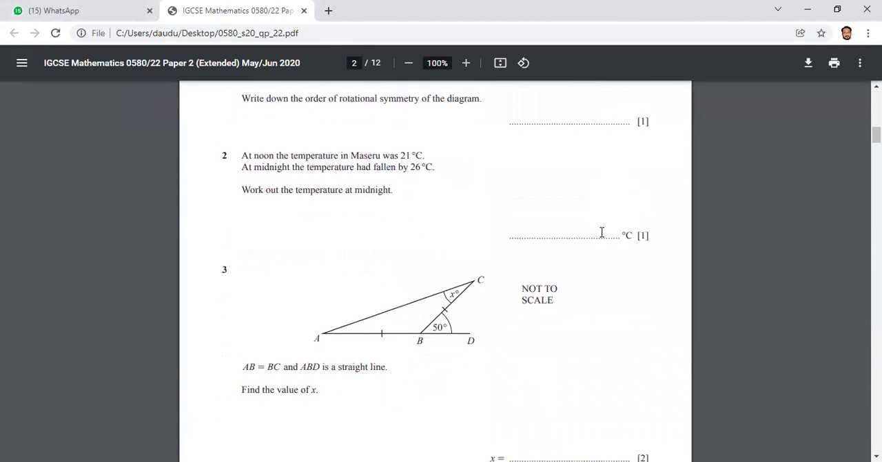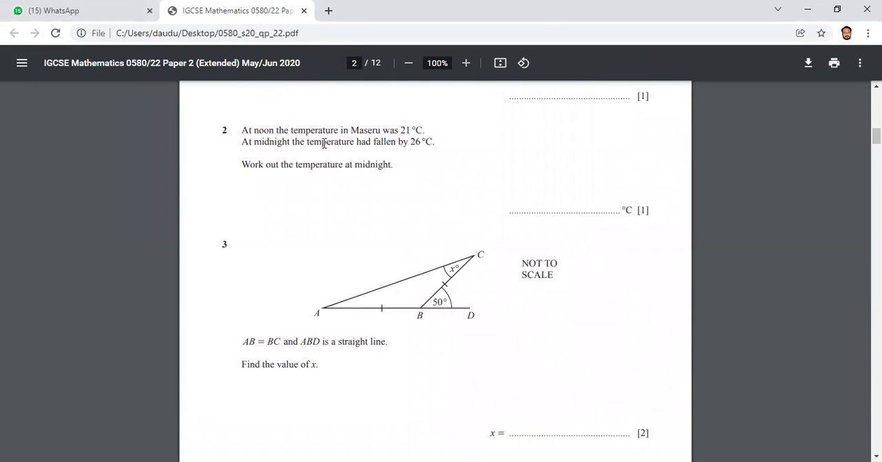Question number 2. At noon, the temperature in Moscow was 21 degrees Celsius. At midnight, the temperature had fallen by 26 degrees Celsius. So it means the temperature is going down, like in the daytime it's hotter and at night it's cooler. So work out the temperature at midnight. How will you simplify?